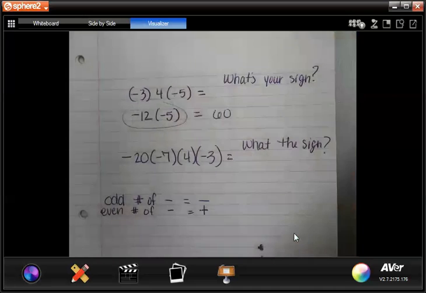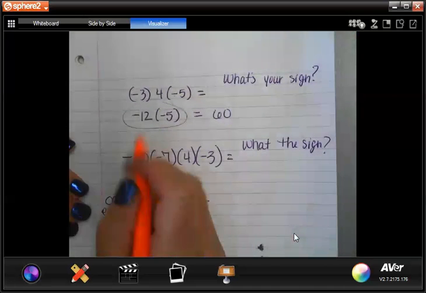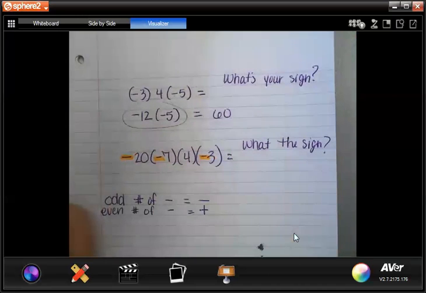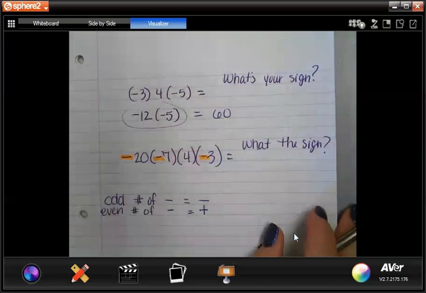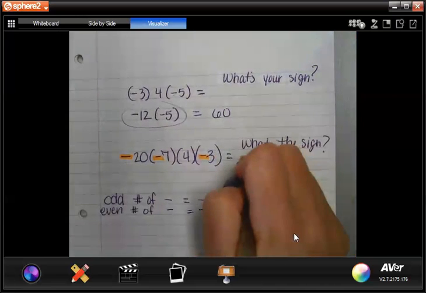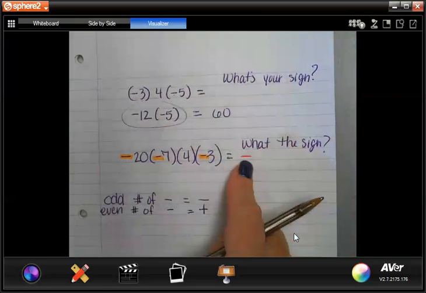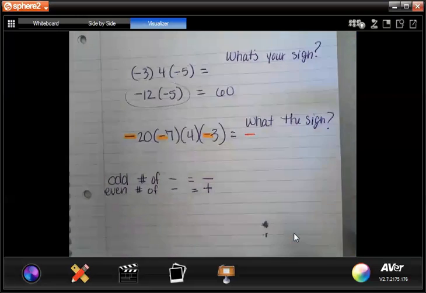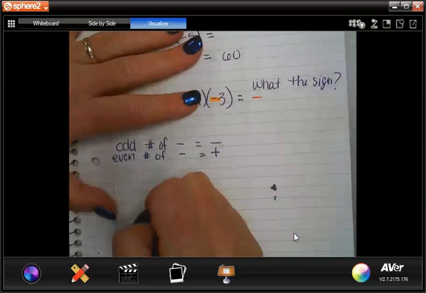So let's count our negatives here. We have 1 negative, 2 negatives, 3 negatives. So 3 negatives, 3 is odd. So that means your product will be negative. Okay. So an odd amount of negatives will give you a negative, an even amount of negatives will give you a positive, which goes back to what we just learned.